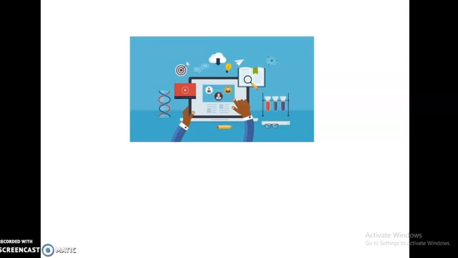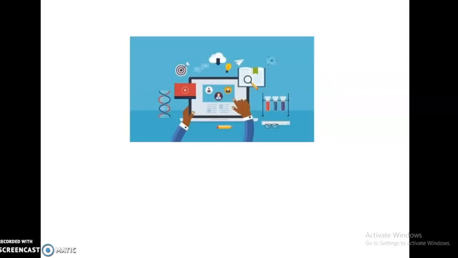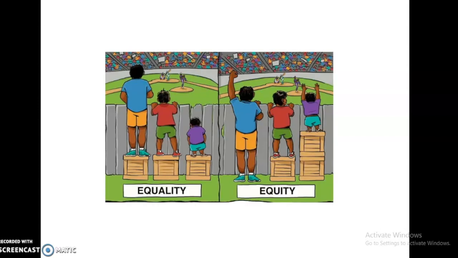So we're going to talk a little bit about accessible classrooms, and I'm going to use this visual that I'm sure many, if not all of you, have seen before and remind us and ground us in this idea behind equality and equity, and that what is equal for children and for people is not always fair, and what is fair is not always equal.